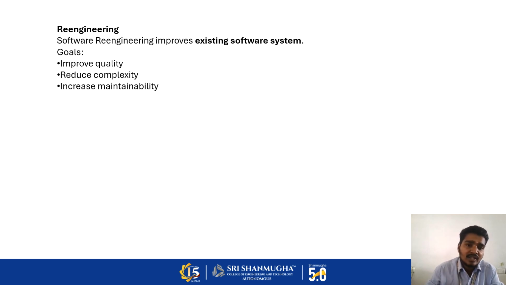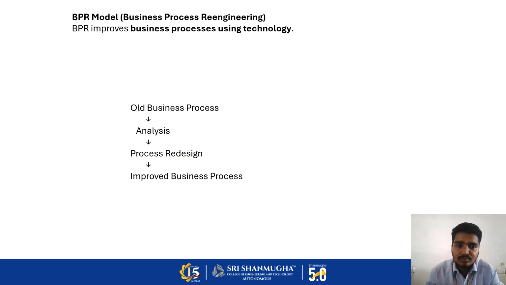Next, we see re-engineering. So what is re-engineering? Re-engineering looks at the existing software and replaces it with new software, improving the existing software's qualities. They have three kinds of goals: first is to improve quality, then reduce complexity, and increase maintainability. They work for the re-engineering process model.